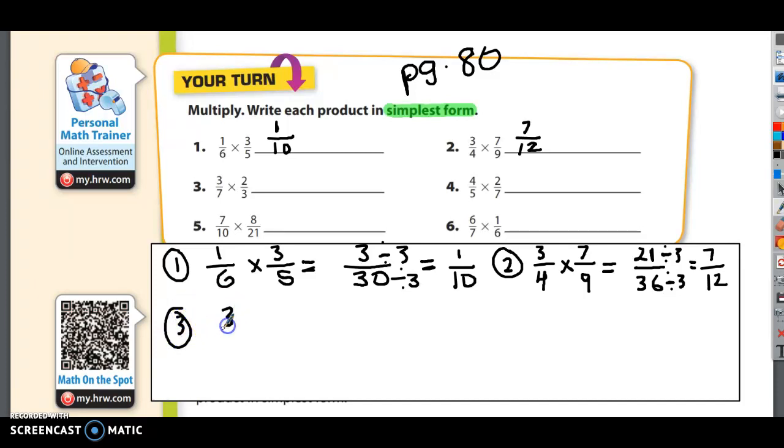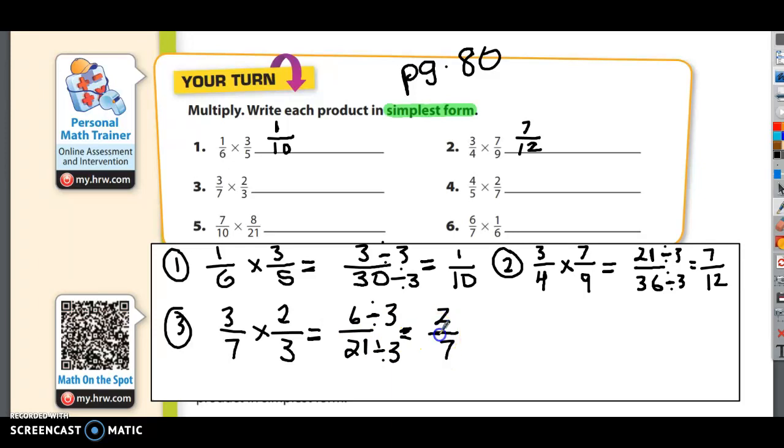Number 3 is 3/7 times 2/3. So check this out. If I multiply my numerators, I get 2 times 3, that's 6. And if I do 7 times 3, I get 21. And 21 and 6 share a factor of 3. I'm going to divide by 3. And 6 divided by 3 is 2. And 21 divided by 3 is 7.